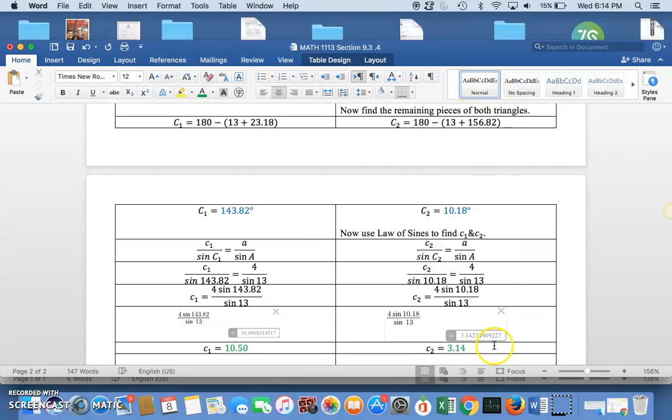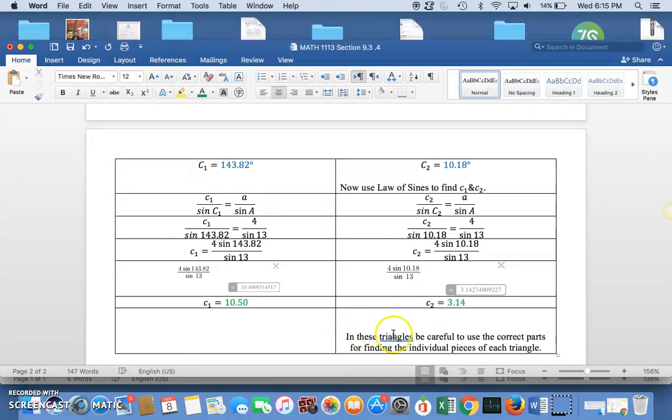The second triangle over here. Okay, same kind of basic thing except we're using sub 2's. This angle was 10.18. These two didn't change. They're the same in both triangles, so those are good figures to use. 4 is to sine 13. We cross multiply, and then we'll end up dividing by the sine of 13. This is the calculation, and they want us to round it to 2 decimal places, so we get 3.14.